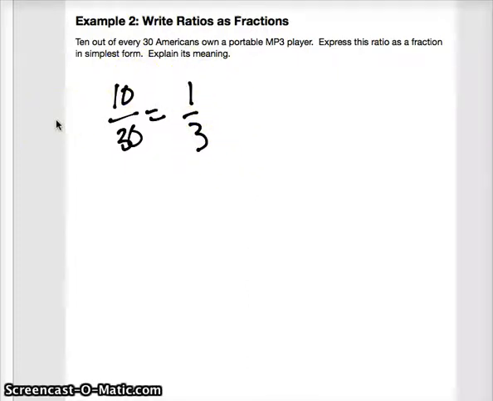And I think this really shows the datedness of our textbook, because I got this example from our textbook. I don't think that this is accurate at all. I'm sure the ratio is greater. Let's look at another example.